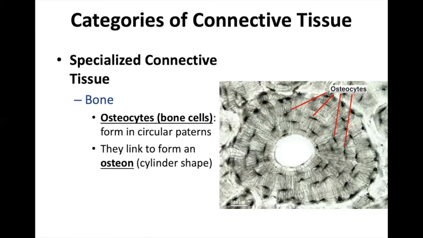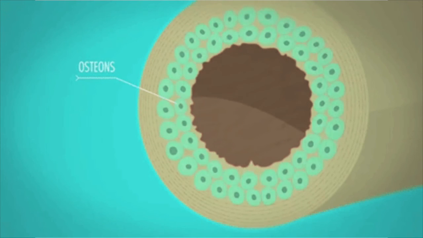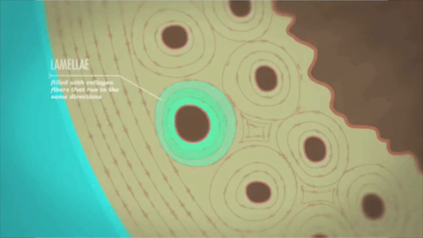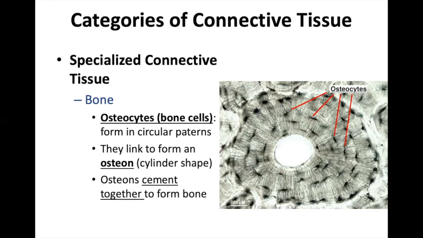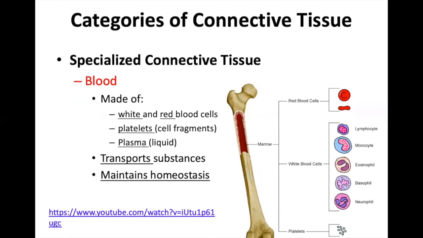They form to make a cylinder shape called an osteon. And if I were to take this circle out and pull it out three-dimensionally, you'll see that it's not really a circle, it's a cylinder. And then all of these cylinders that make up all of your bone are going to cement together and become one large bone structure. And that's what you're standing on. That's what's supporting your body. It's actually a whole bunch of osteons holding on to each other.